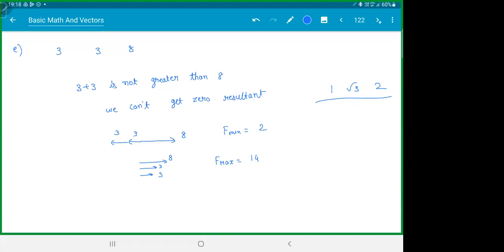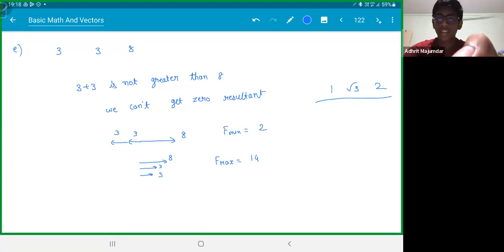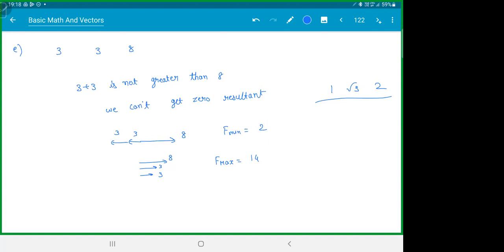Monica, 90. Okay. What about the other angles? 127. 127 won't come. 127 is for the 3, 4, 5 triangle. This is 1, root 3 and 2. How did you get 127? There is 180 minus tan inverse. How did you get 45, Niranjan? This is tan inverse, not tan.